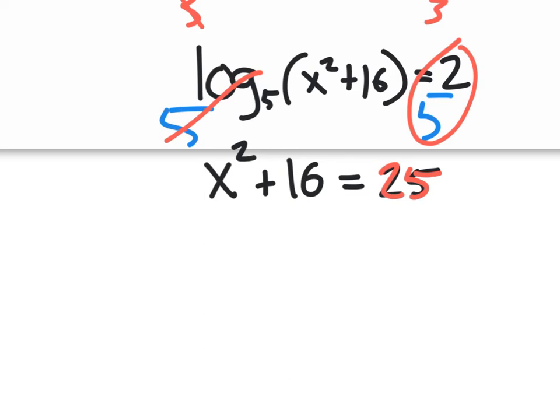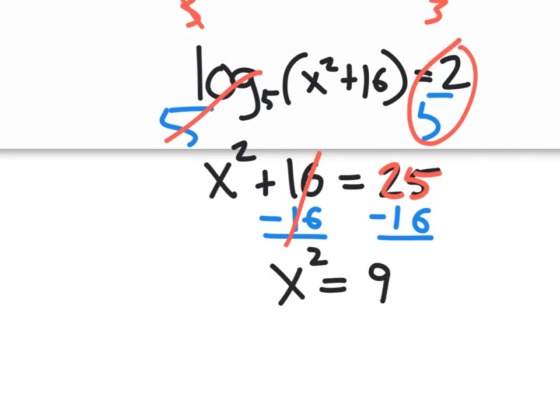I'm actually going to isolate the x squared because I could get rid of an x squared by square rooting. So I'm going to subtract 16 on both sides. I'm going to have a new equation that says x squared equals 9. Square root both sides. Your final answer is x equals, it should be plus or minus 3.